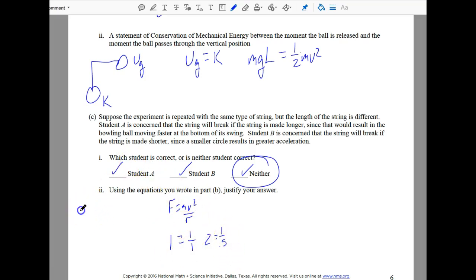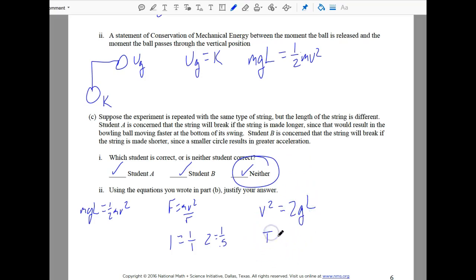This one over here, if we do mgL is equal to 1/2 mv squared, you could try to reason that the longer the length, the faster it goes, and if it goes really fast, you get a big force here. Neither of those is right. What we have to do is go back to the equation that we were looking at up here, and we'll see that if I solve for speed in this particular energy equation and get rid of the m's, I'm going to have v squared equals 2 times gravity times the length.